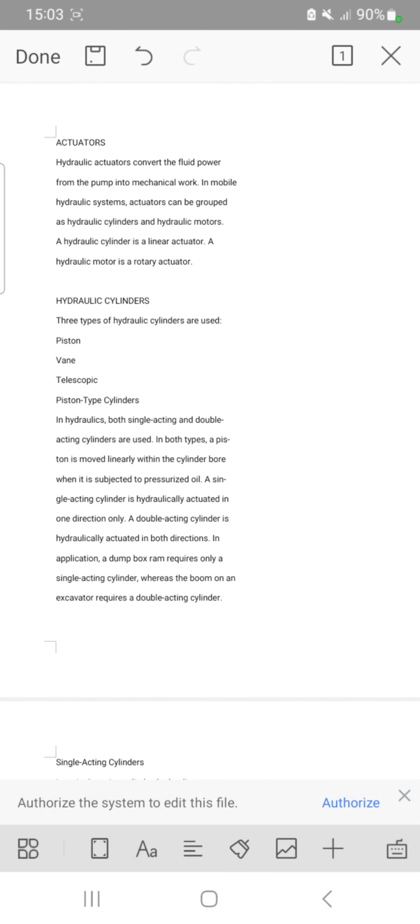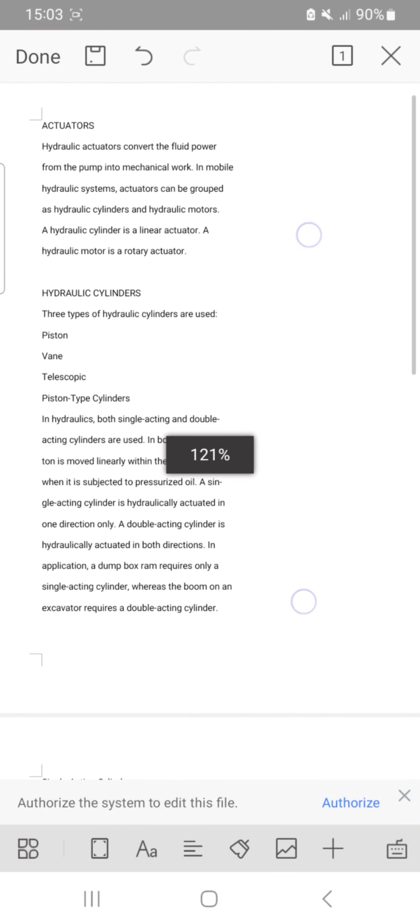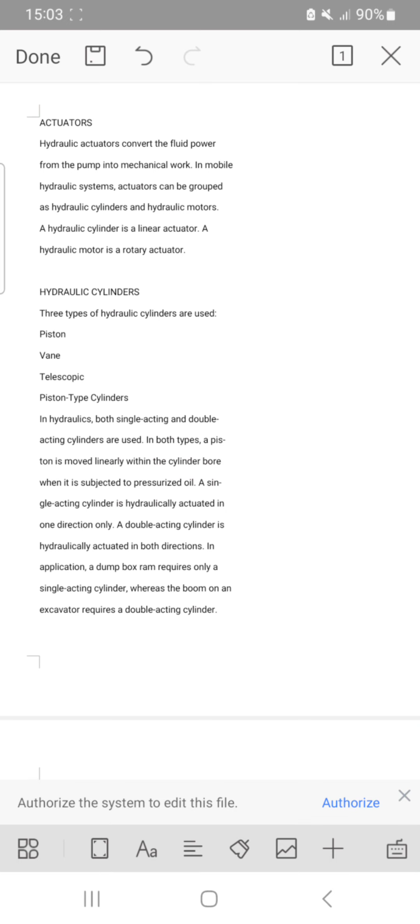Guys, today we're going to discuss actuators. In hydraulics, actuators convert the fluid power from the pump into mechanical work. In mobile hydraulic systems, actuators can be grouped as hydraulic cylinders and hydraulic motors. A hydraulic cylinder is a linear actuator. A hydraulic motor is a rotary actuator.